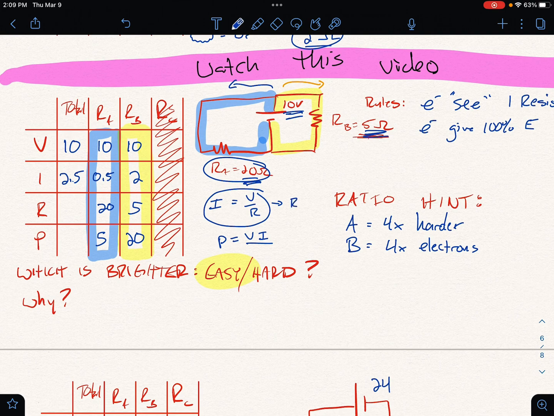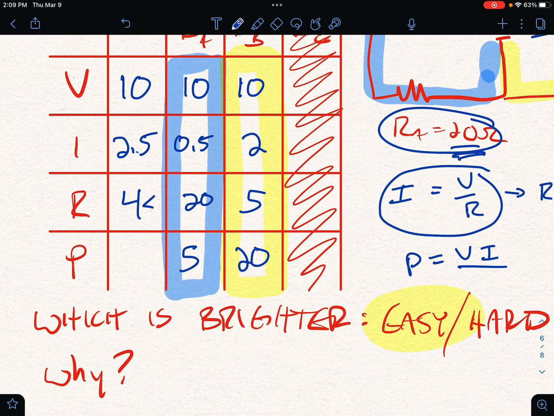So multiply R onto each side, divide I out from each side, and resistance equals voltage over current. So 10 divided by 2.5 means my resistance is 4. Now, a couple of things I want to point out to you. Right off the bat, this number is smaller than either of those, and it should be.